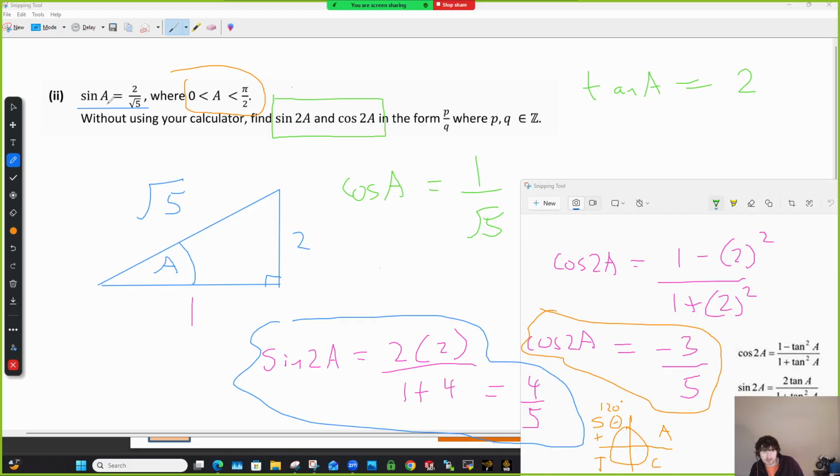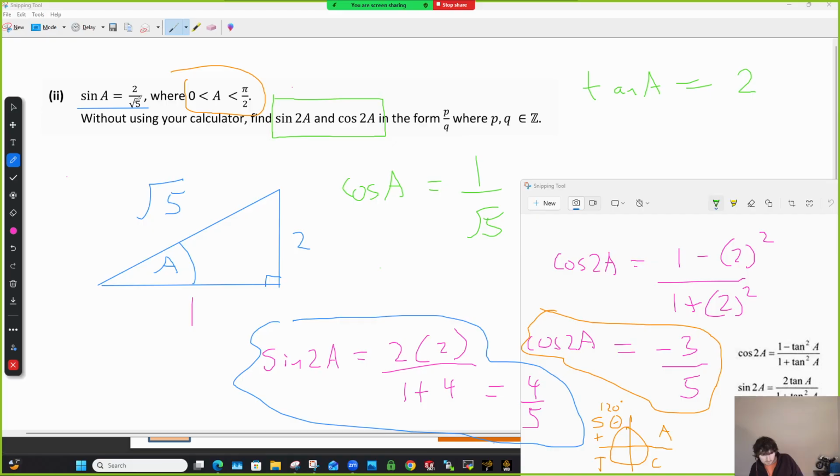And that's assuming A was something like 60, above 45 degrees. And sure, we'll work out A there just to double check. We're not supposed to use a calculator, but we'll do it anyway just to see what happens. 2 over root 5. I want to go into degree mode.